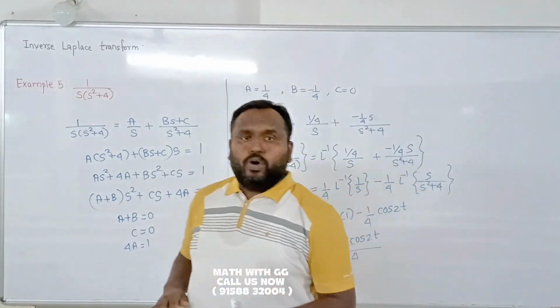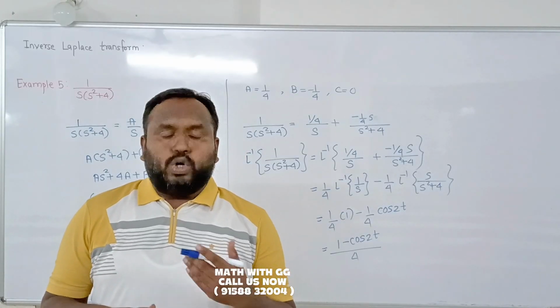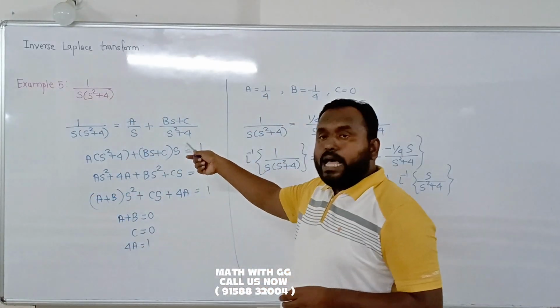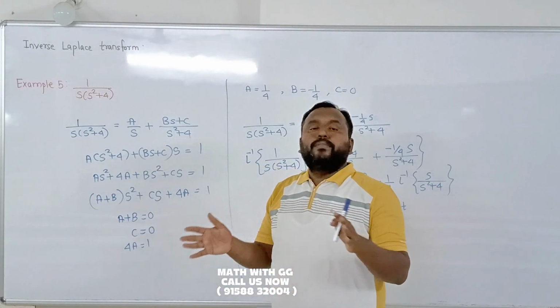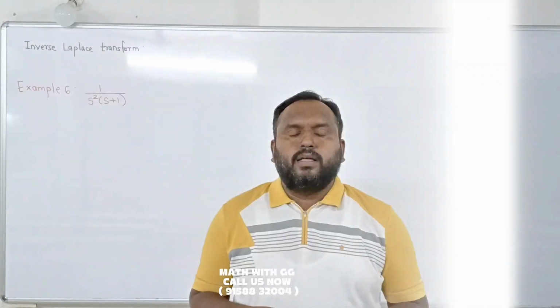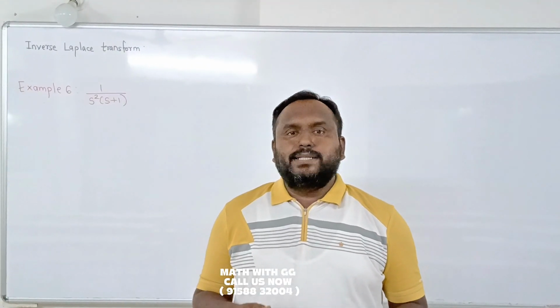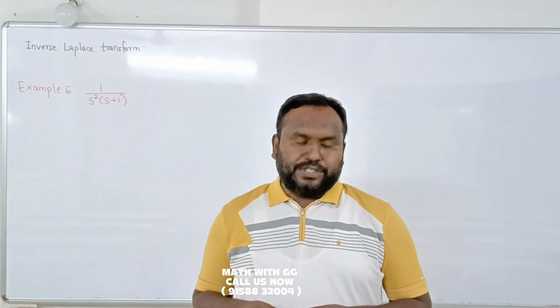So, example number 4 and example number 5 both are related with type number 2, where the factors are quadratic and linear. So, it is a combination of quadratic and linear factors. Now, let us discuss another case of inverse Laplace transform using partial fraction.